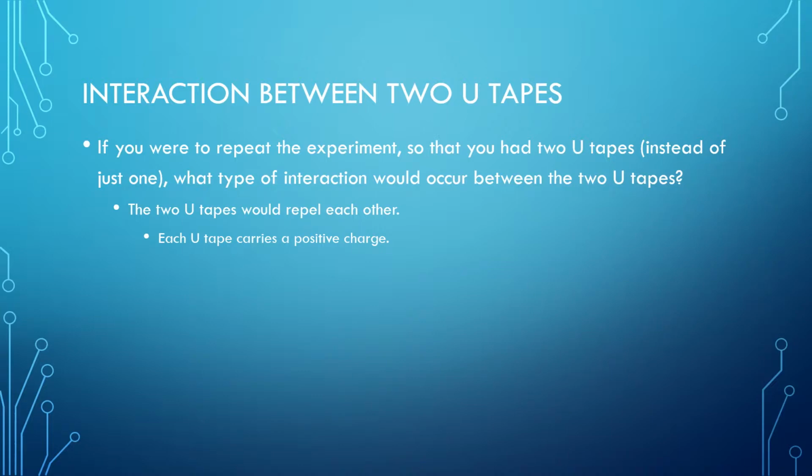If you would repeat the same process under the same conditions, you would almost definitely yield the same result. So if you had your two U-tapes interact, they would be carrying the same type of charge, whether it be positive or negative, as well as the same magnitude of charge, so they would repel each other.